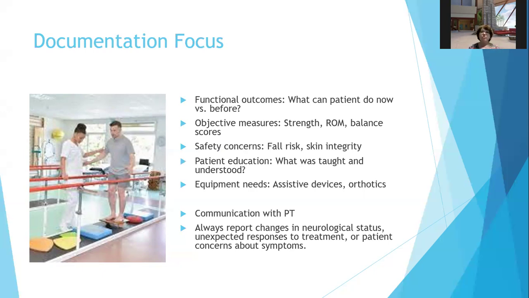Someone with GBS, they're going to be getting better and better. And so they're going to progress out of their assistive devices and you're going to help them with what they need next. So always report changes in neurological status or unexpected responses to treatment or patient concerns about symptoms to the primary PT.